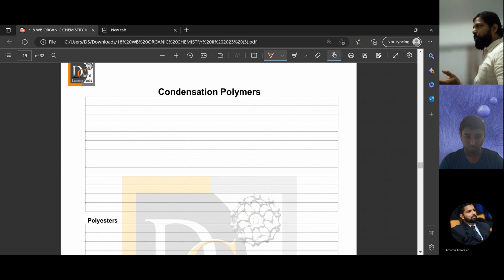Carboxylic acid, alcohol. The addition polymers: ethene, polyethylene; propene, polypropene; vinyl chloride, polyvinyl chloride. Only one type of monomer is needed to get the addition polymer.